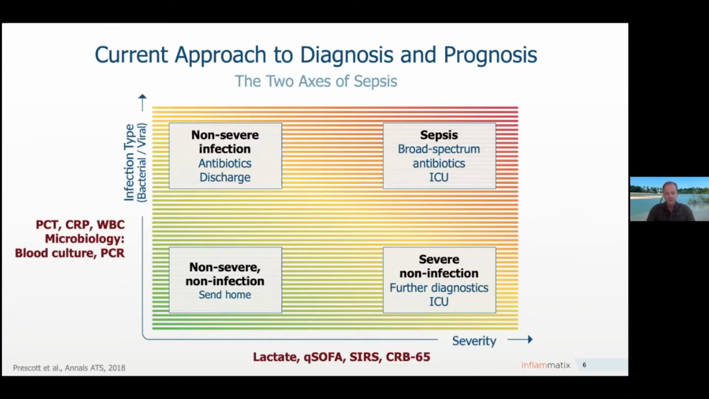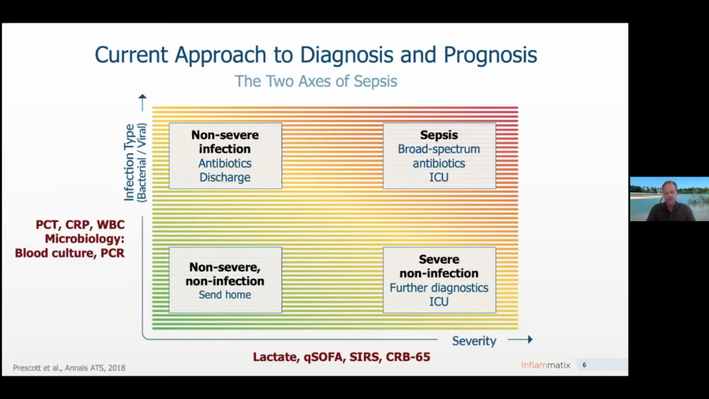We throw a whole kitchen sink of different tests at these patients to make sure we get the diagnosis and prognosis right. On the y-axis, you see that we use biomarkers like procalcitonin, C-reactive protein, and a white blood cell count. But we also use a lot of microbiology and virology testing like blood cultures and PCRs. For the determination of severity on the x-axis, we use lactate as a biomarker, and we use clinical scores.